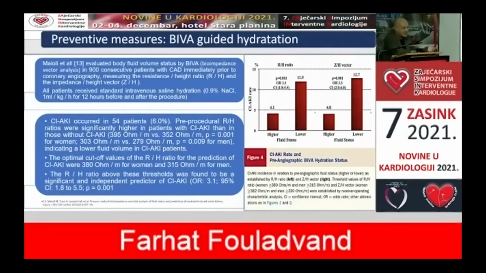So this study demonstrates that patients that had a higher impedance resistance height ratio, or vector height ratio, above 350 were at a low fluid level, so they had a higher incidence of renal insufficiency. So this is the same analysis.